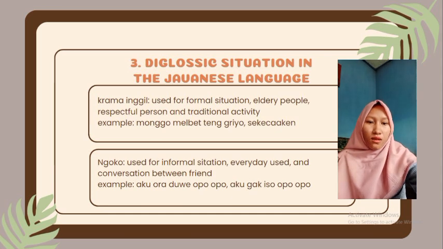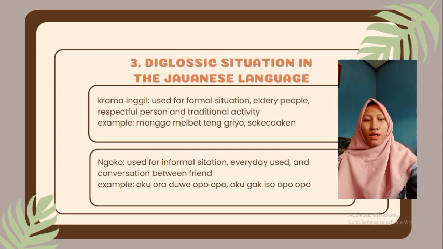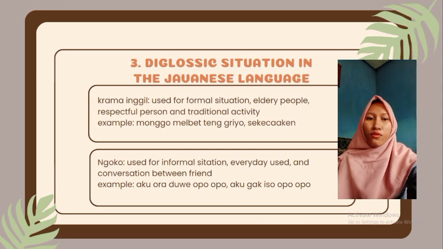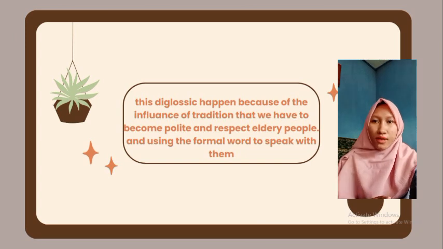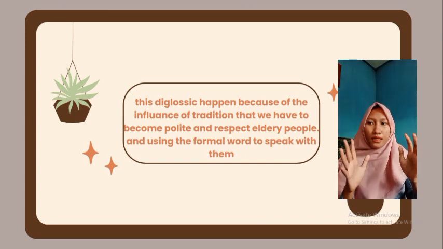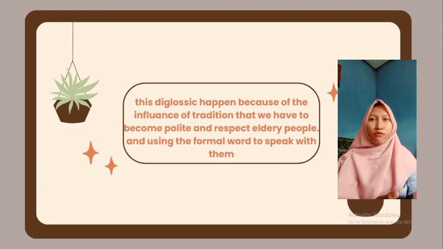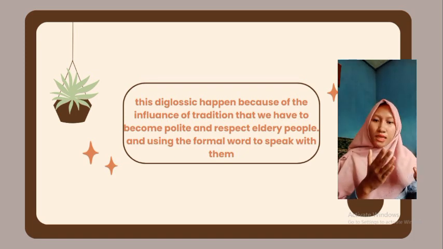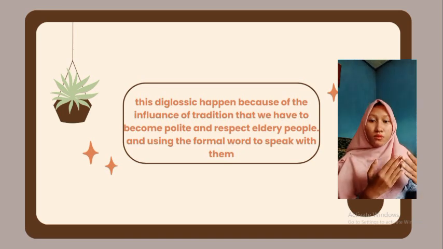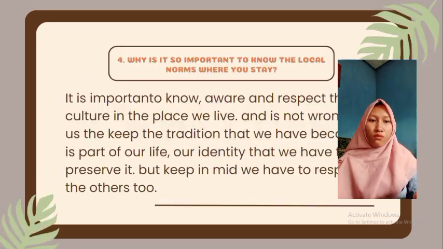So why does this situation occur? The diglossic situation happens in Javanese maybe because of some reasons. The main reason is actually the traditional influence from the elderly, that we have to be polite and we have to know the hierarchy for each generation. That's why, if we meet elderly people, someone that we think deserves respect.